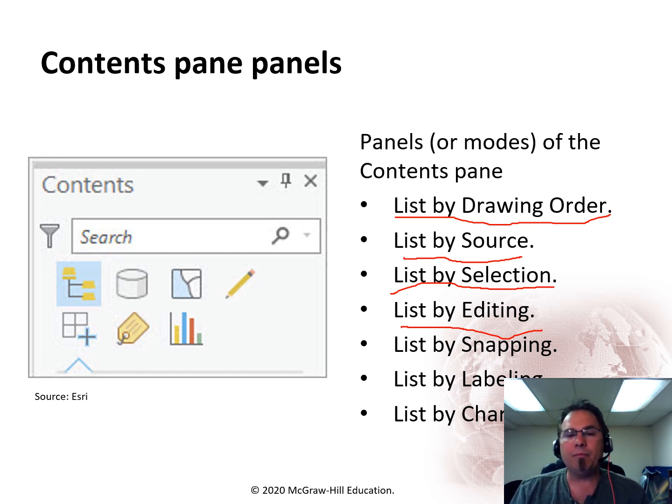List by labeling. Labeling is a huge part of making maps. So you want to be able to list by labeling in terms of what's being labeled on top of others to avoid conflict. And then finally, list by chart. That's a brand new one. I have only played with it a little bit, and I'll probably elaborate more on that later in the course.